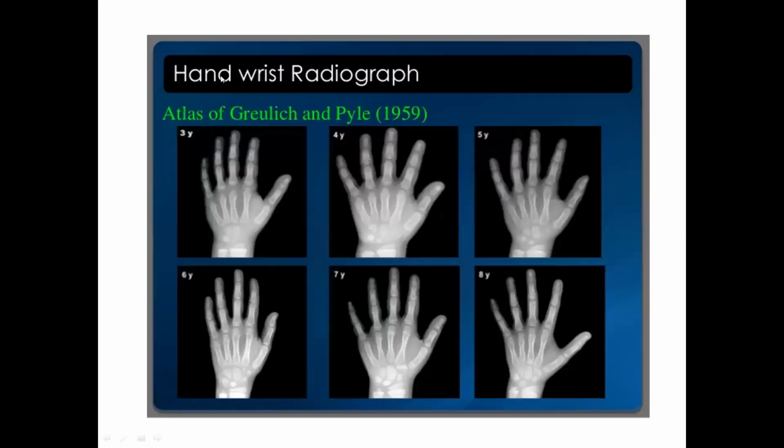Okay, so this is a hand wrist radiograph atlas, Greulich and Pyle, 1959. So they made these photographs to show you the different ages. So 1, 2, 3, 3 years, 1, 2, 3, 4, 4 years, 1, 2, 3, 4, 5, 5 years, then 6, 7, 8 like that, right? So the number of carpal bones that are ossified in the wrist in a child can tell you the bone age of that child.